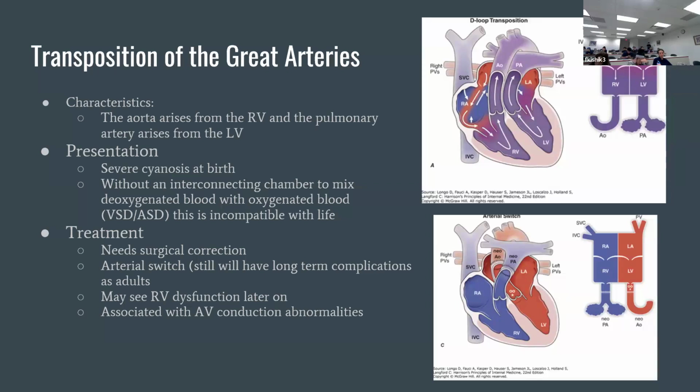So the babies that are born with this usually have an ASD and a VSD, which allows the blood to mix. So they're getting some oxygenated blood to their system. This needs surgical correction right away. They literally switch the arteries. They will have a lot of long-term complications as adults, and they may also have RV dysfunction later on. This is also associated with AV conduction abnormalities.